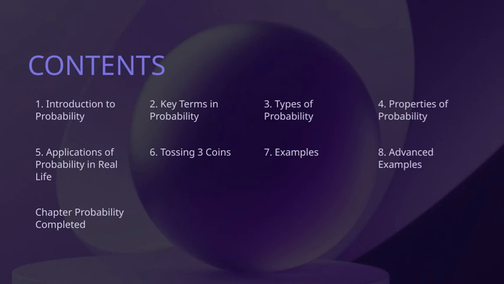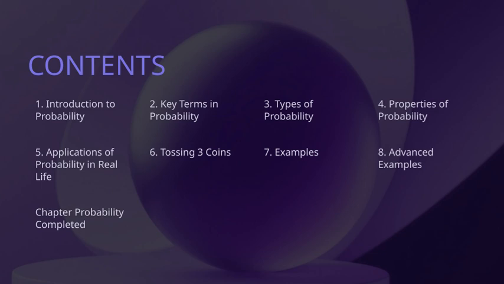Now, moving on to slide 2, we see that this section covers some advanced examples in probability. First, we'll discuss the properties of probability, which are fundamental to understanding how probabilities behave in different scenarios. Then, we'll look at some specific examples to see these properties in action. Next, we'll explore the various types of probability, helping us understand the different ways probability can be categorized.